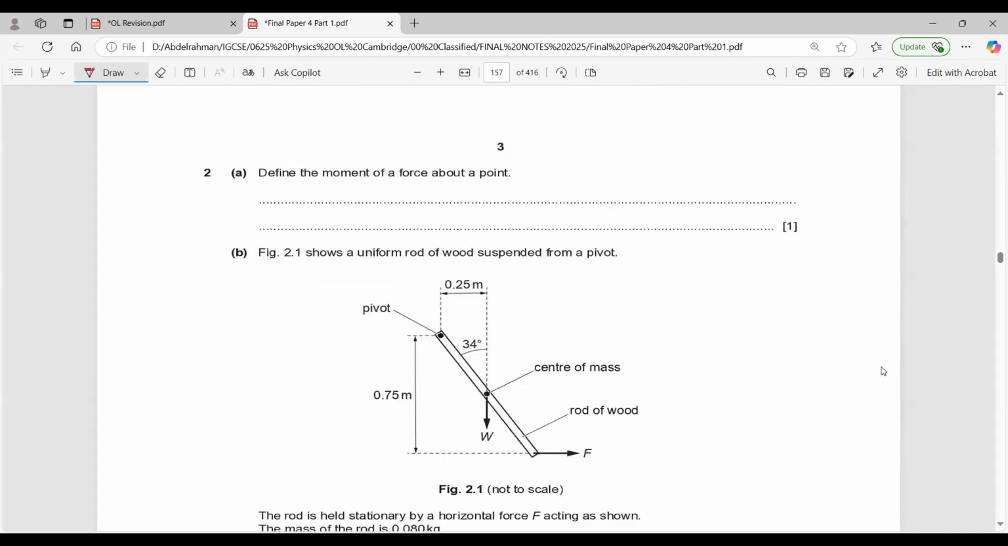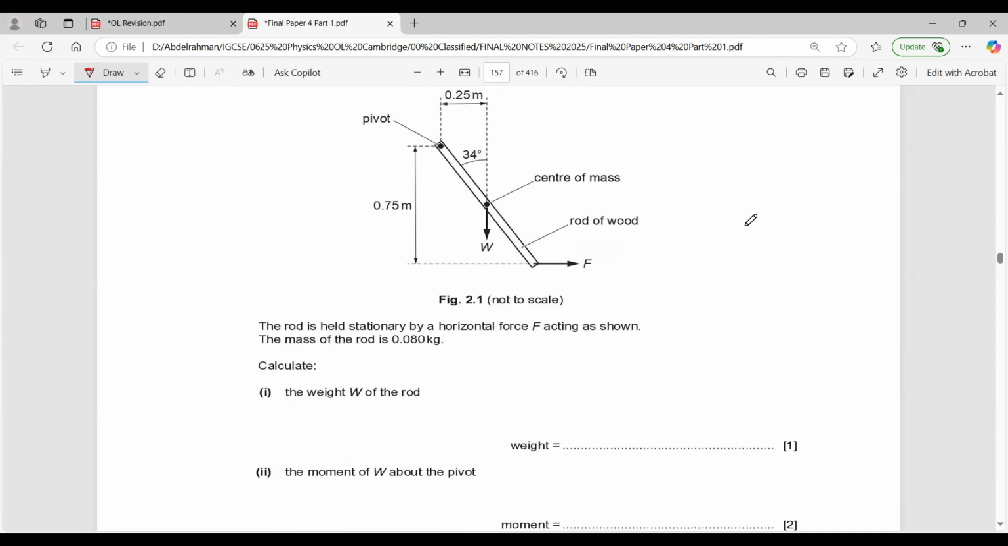Page 155. It says define moment. We can define moment. That's easy. Force times perpendicular distance to the pivot.